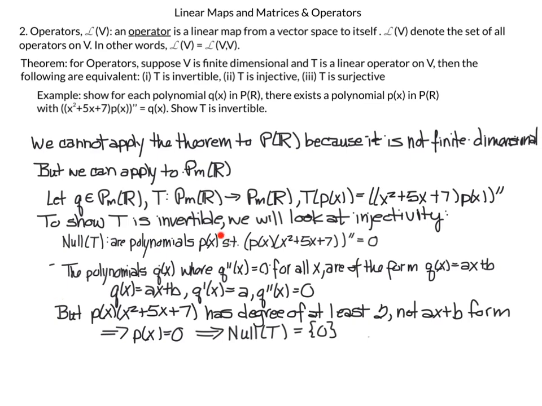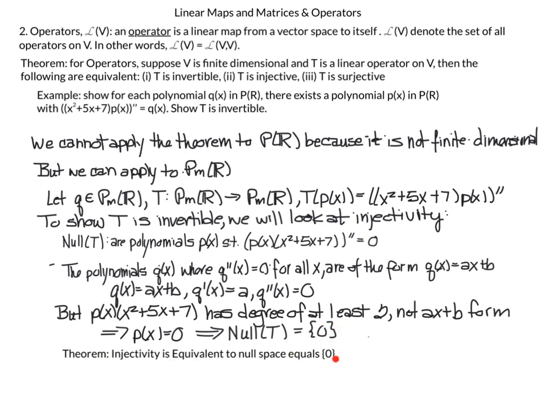But looking here at p(x), since we have this squared term multiplying by another polynomial, there's no way we're going to get rid of that squared term. So this polynomial, p(x) times x² + 5x + 7, has degree of at least 2. And it's not of this linear ax + b form. So in other words, the only way that this can give you a 0 after the second derivative is if p(x) is equal to 0, which means that the null space of T is equal to the 0 vector.